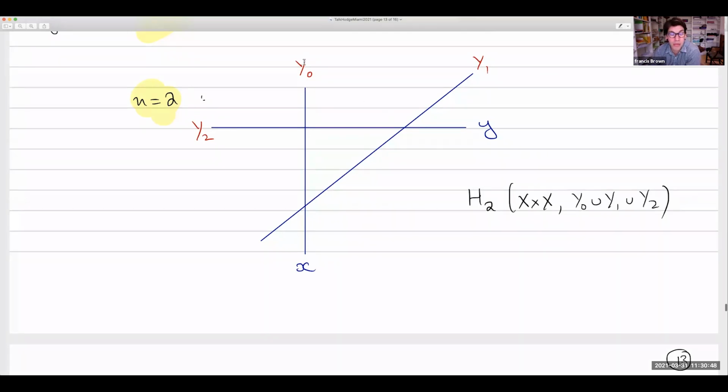And we've got 3 divisors. We've got the sort of vertical one passing through our point x. We've got the diagonal y1, and we've got the horizontal copy of x, so x cross y, which passes through the point y. And I've assumed here that x is not equal to y, so they will form a triangle.